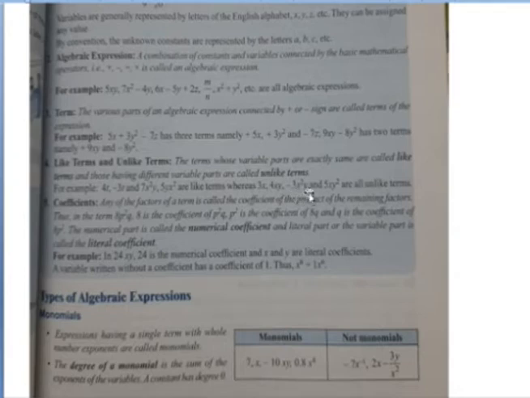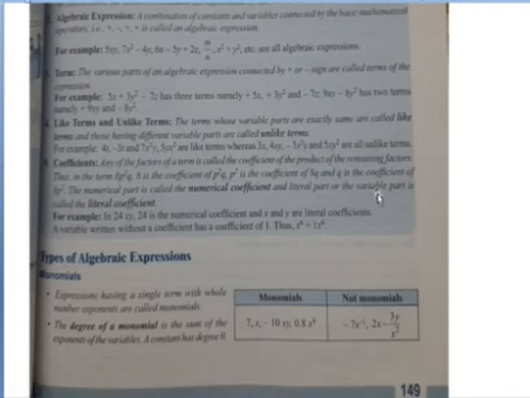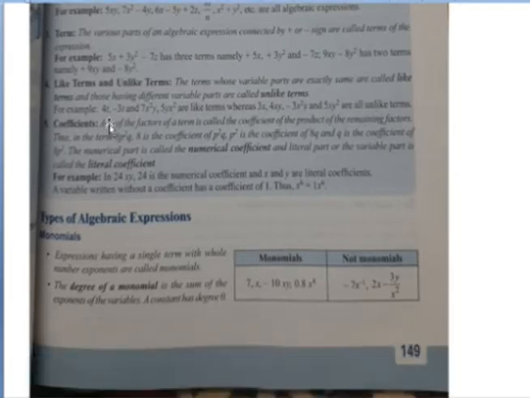And here 3x square y. So here the degree of x is 2 and y is 1. Here the degree of x is 1 and y is 2. So degrees are different. So these are unlike terms. And how to find out the coefficients? Just look here at 24xy. In this term 24 is the numerical coefficient and xy is the literal coefficient.